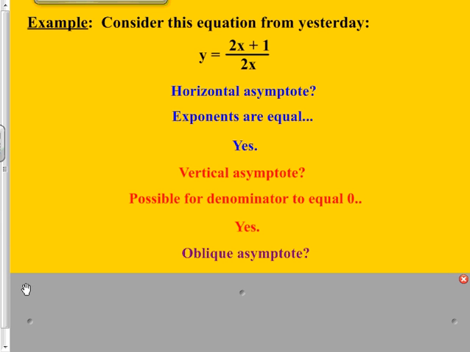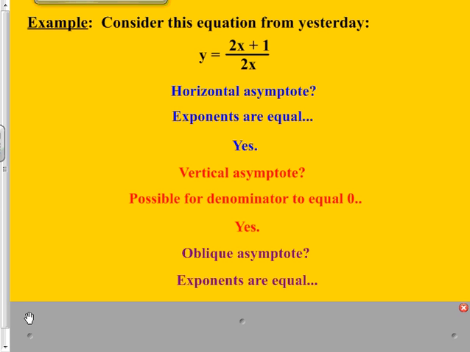Thirdly, will it have an oblique asymptote? Well, the oblique asymptote requires the numerator's highest power to be 1 more than the denominator's highest power. We do not have that, so there will not be an oblique asymptote for this equation.